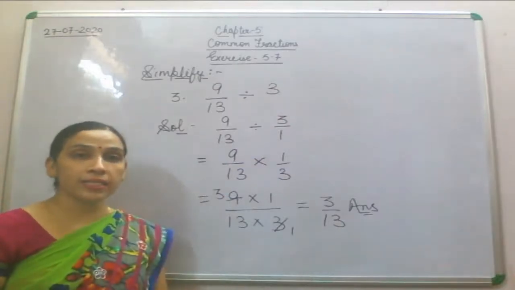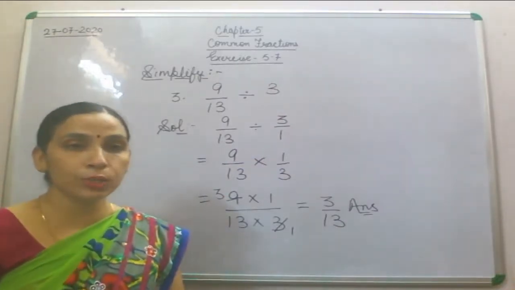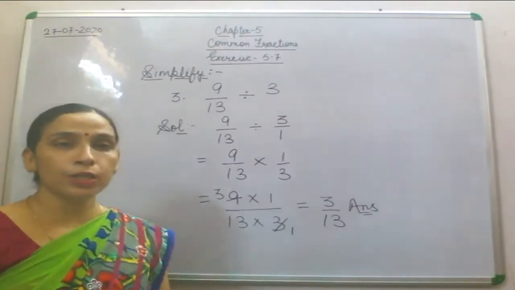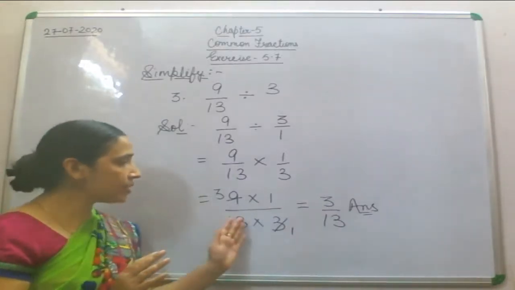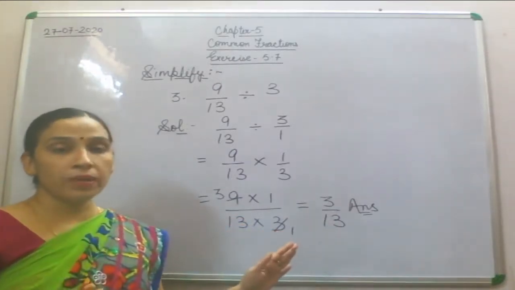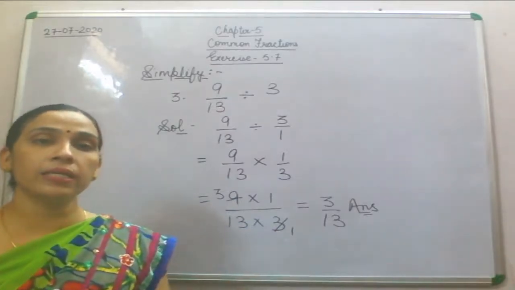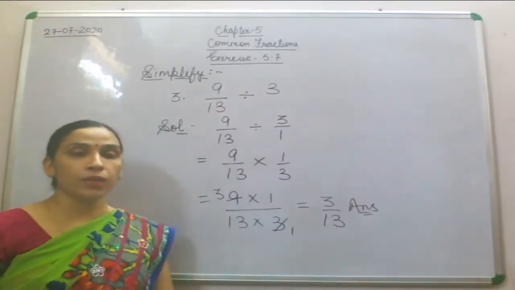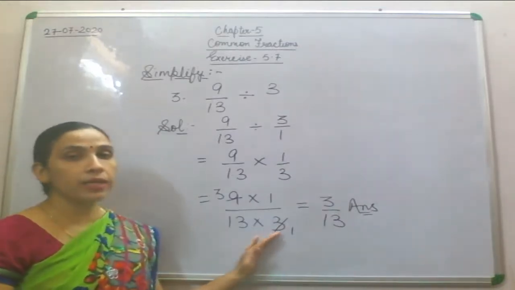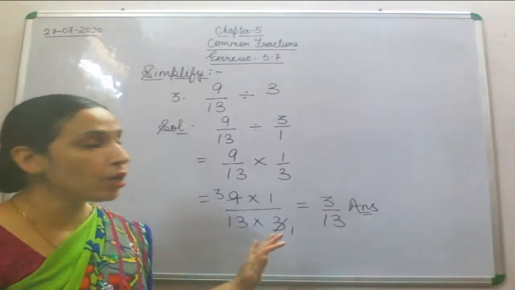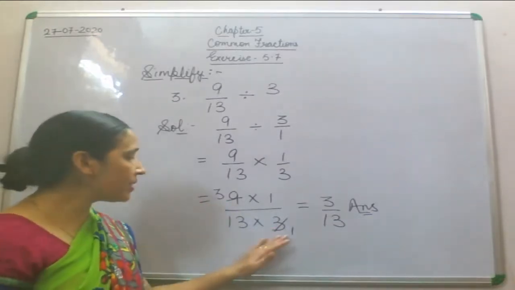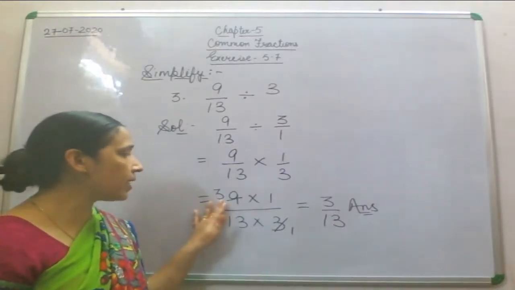Now what is the next step? Numerator will be multiplied by the numerator and denominator will be multiplied by the denominator. So after doing this step, if we are finding any common factor among the numerator and denominator, then we will cancel that particular number by that common factor. Now here 3 and 9 come in the table of 3. So we'll cancel it. 3 ones are 3 and 3 threes are 9.